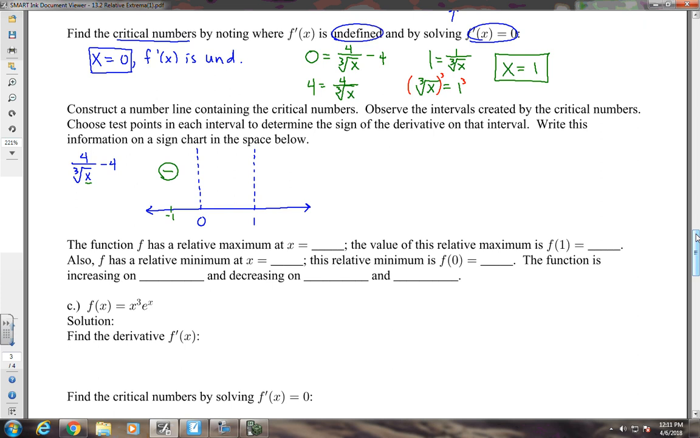Next, we need a test point between 0 and 1. The first one that pops into my mind is 1/2, or 0.5. Whenever I plug this number in for x and calculate, we want to figure out the sign.